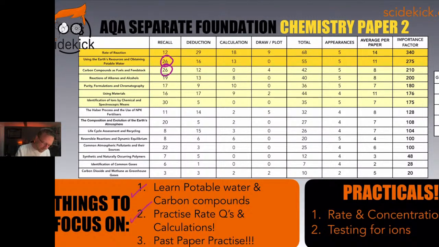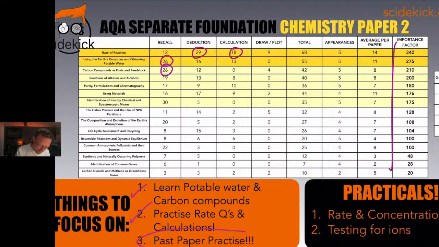However, when it comes to rates, the average is 14 marks per paper. And remember, in chemistry there is a bigger spread. You can see all these topics are in at least 4 of the 5 papers, so you do need to spread yourself more thinly in chemistry. But for this one, the deduction and calculation questions all stem from practicals. So practice the rate questions and calculations that are in the past papers, guys, and again, Sidekick is there to help you do that.